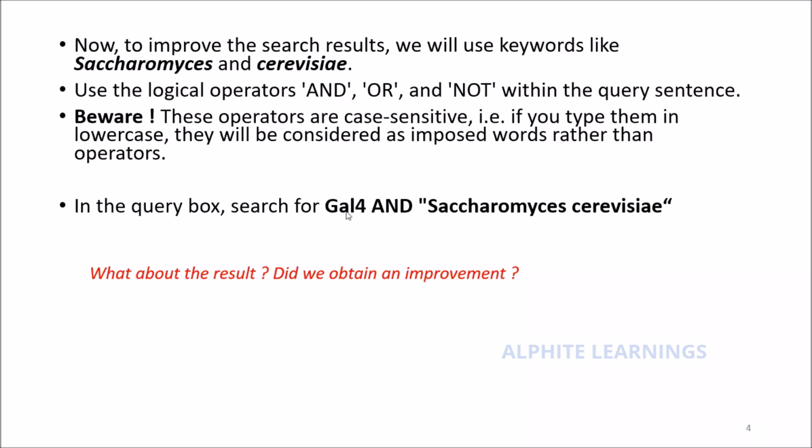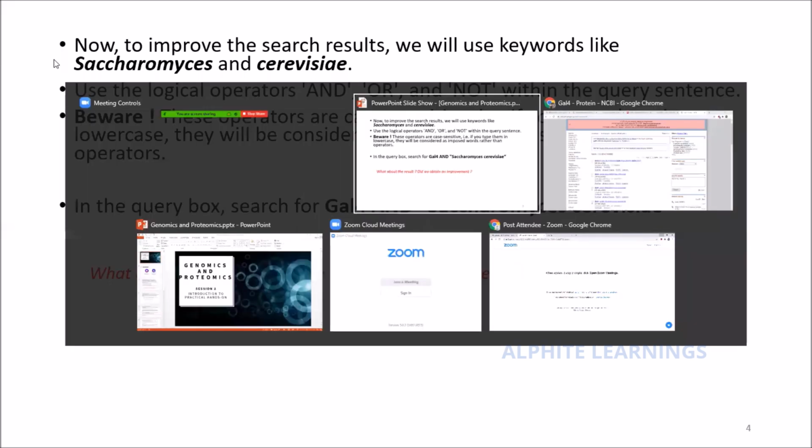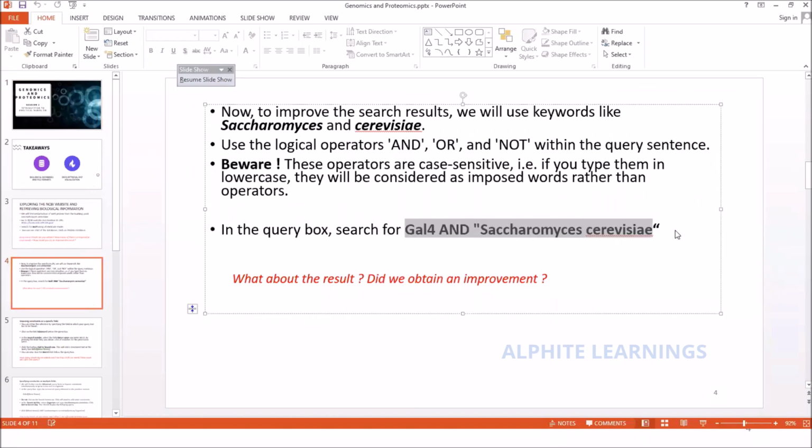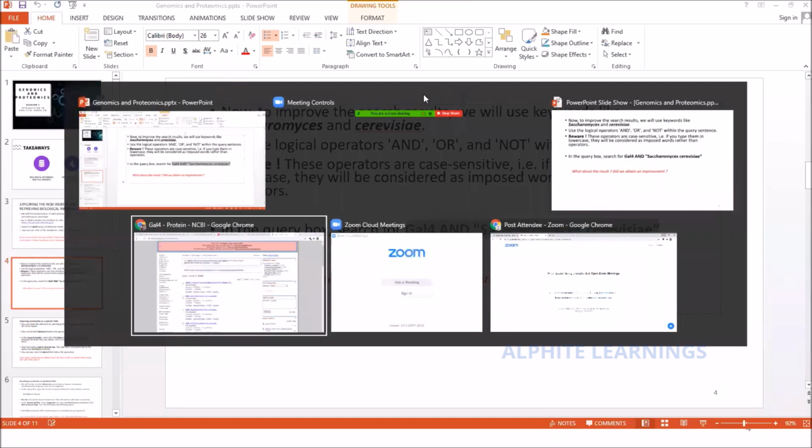Fine. Now I think we can go with GAL4 AND Saccharomyces cerevisiae as our text of search, which is good to go here.